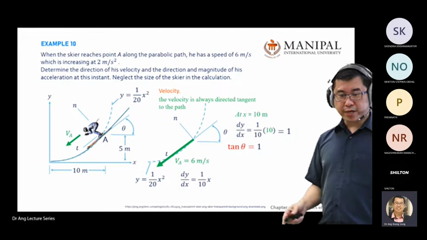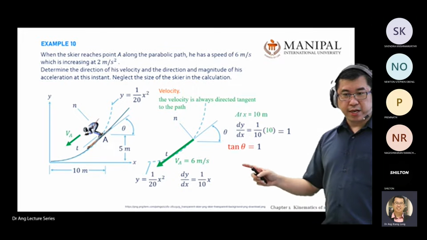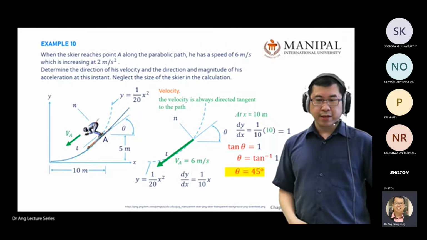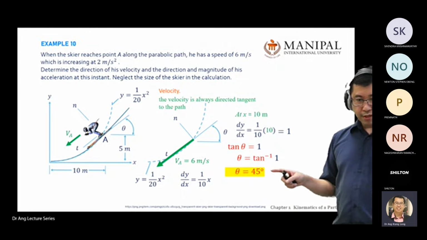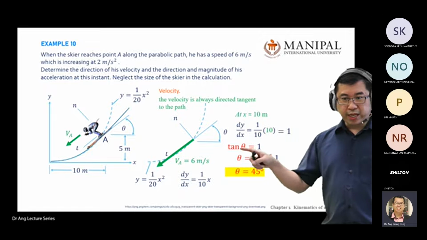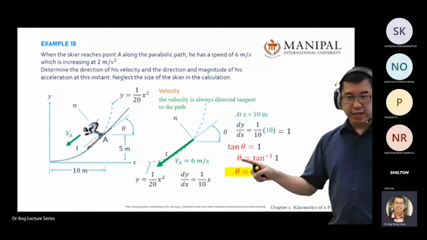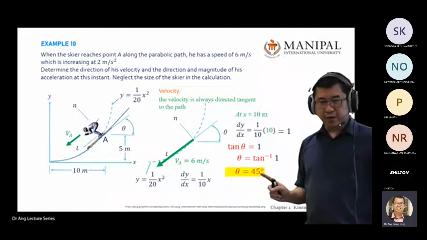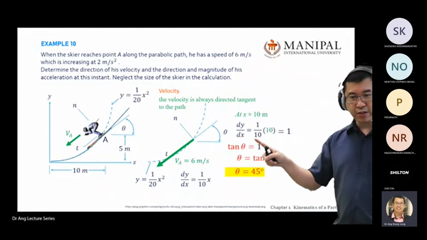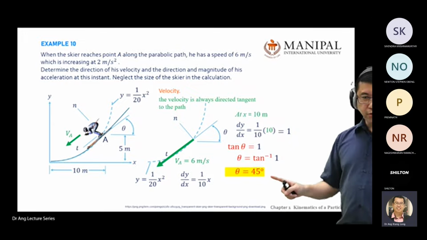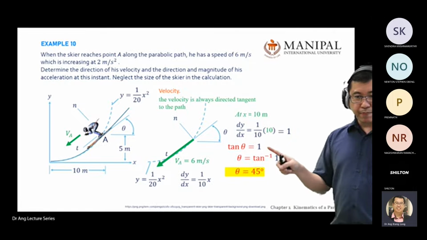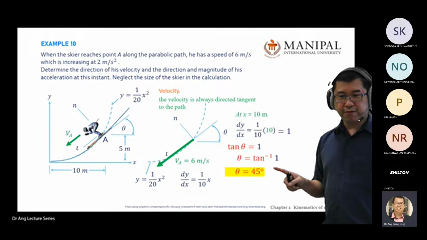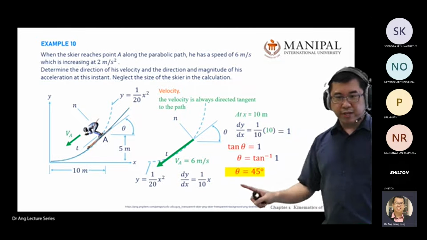So at what value do you get 1? This is a very simple question. At what value does your tangent get 1? The answer is 45. So how does tangent theta equal to 1? Theta is tangent inverse 1, how can you get 45? The calculator will tell you, and if you need an explanation on trigonometry, go back to your trigonometry mathematics textbook. There's a chapter explaining the sine curve, cos curve, and tangent curve.